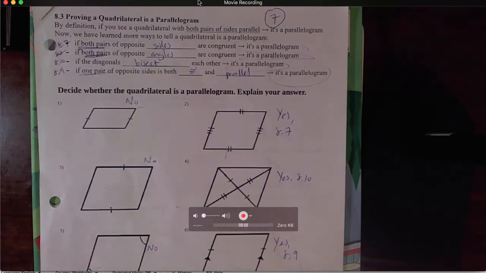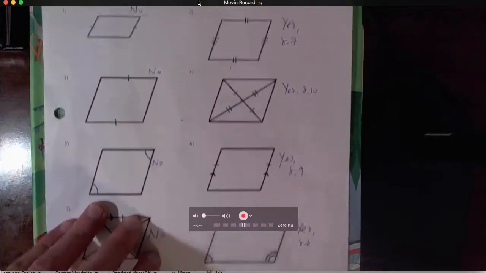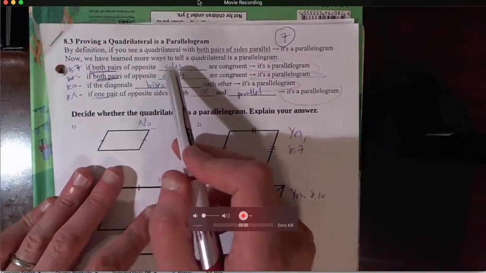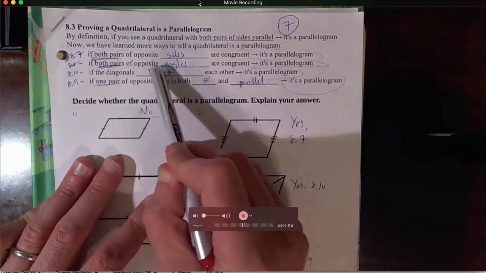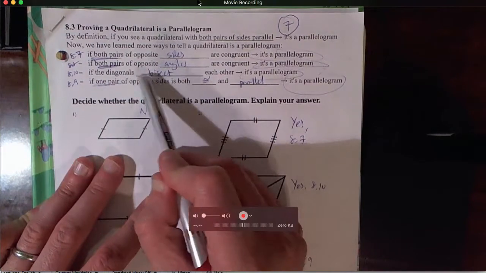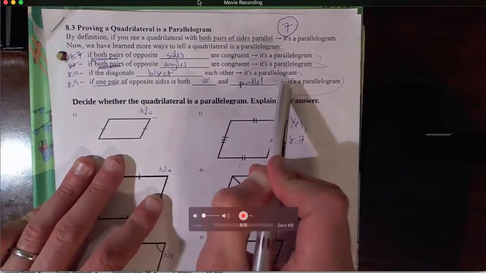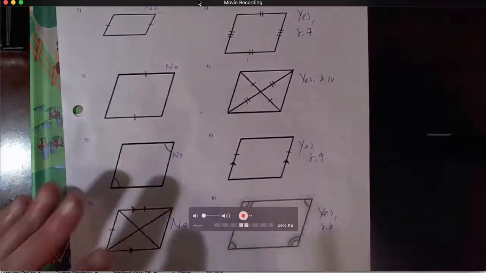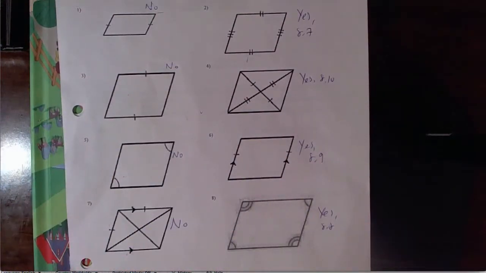All right, so let's take a look at this second one, which is the 8-3 notes, page 7. This is where we finished off last time. We talked about how do we prove something is a parallelogram. If the sides of both pairs are congruent, it's a parallelogram. If both angles are congruent, it's a parallelogram. If the diagonals bisect, it's a parallelogram. And if one pair is both congruent and parallel, it's a parallelogram. Then we answered these questions, and that's where we finished off.